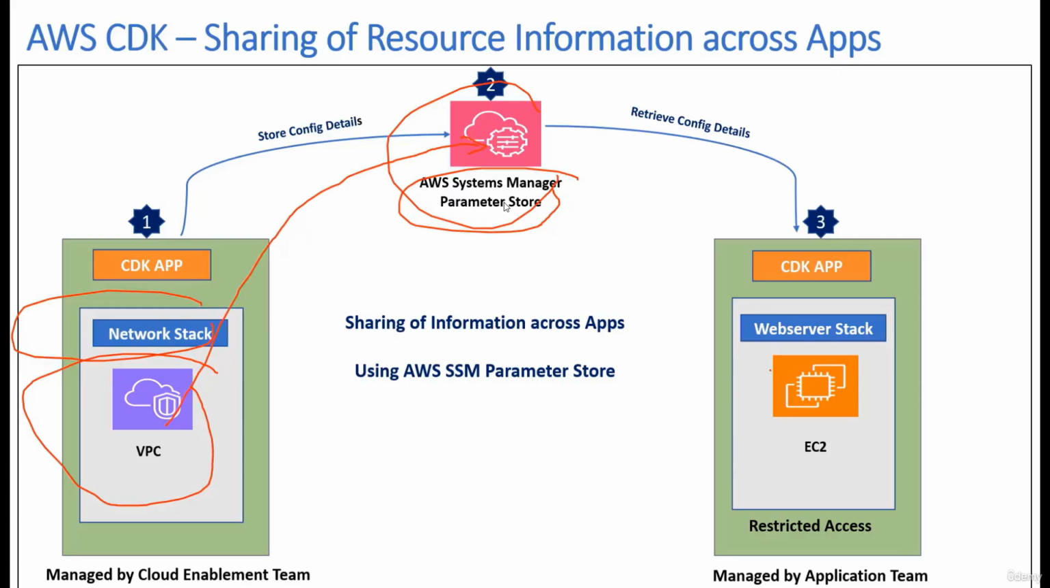Now the third step that we have to do is we have to create another CDK app and launch an EC2 instance using this particular VPC ID, which will be referenced from the SSM parameter store. And that's how we will share resources across different apps.